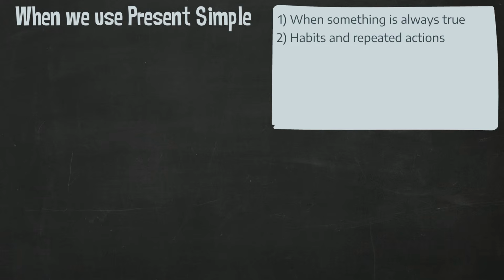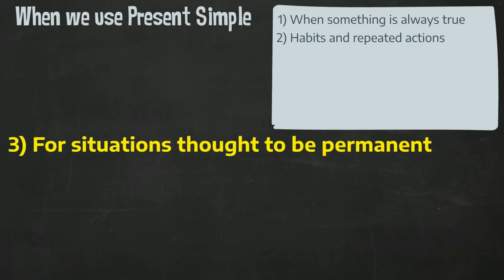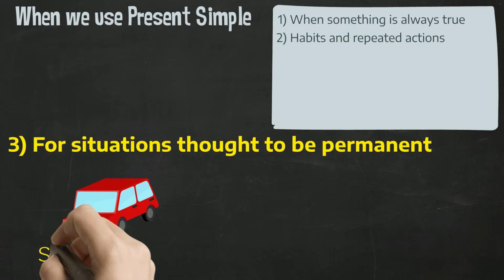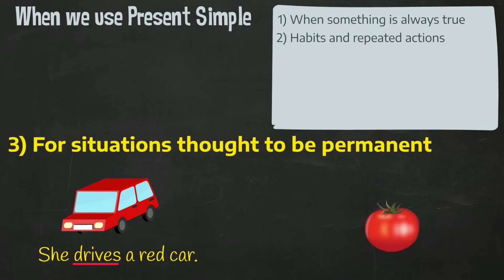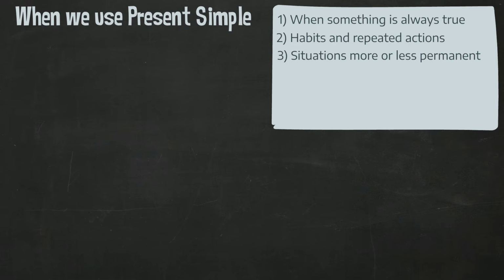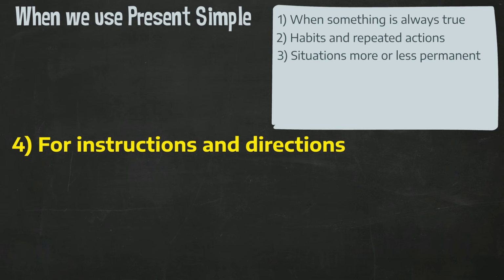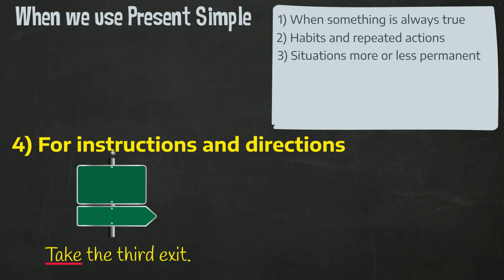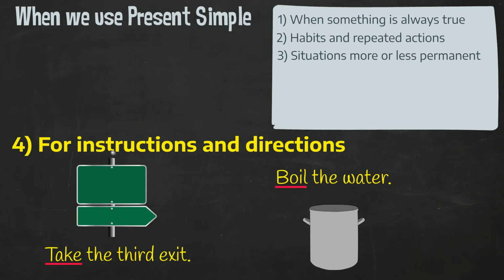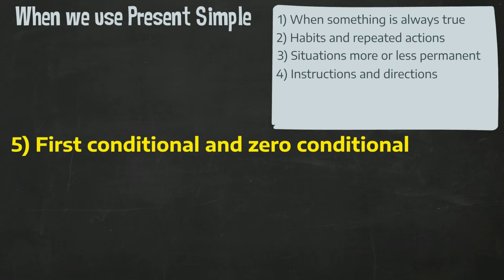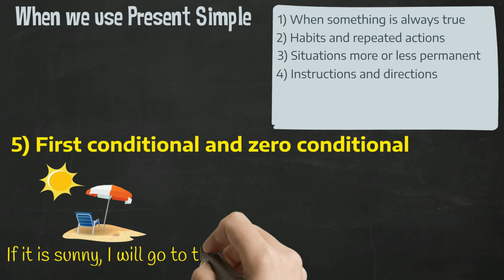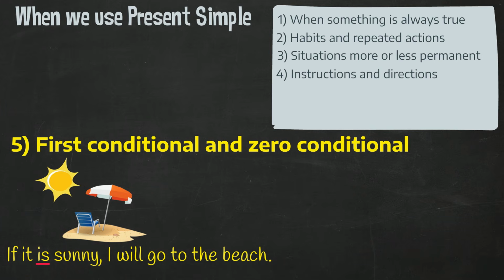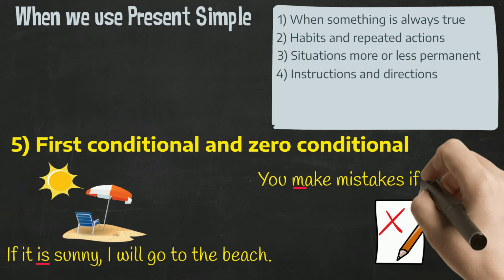Present simple is also used for situations thought to be more or less permanent. For example, she drives a red car. I like tomatoes. Present simple is used for instructions and directions. Take the third exit. Boil the water. It's also used in first conditional and zero conditional. For example, if it is sunny, I will go to the beach. You make mistakes if you rush.